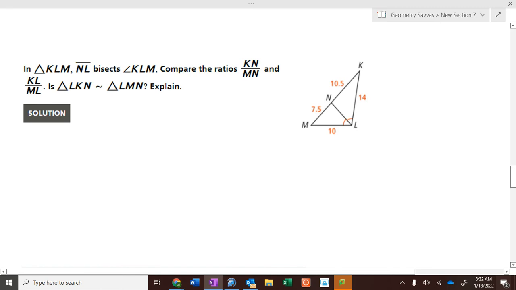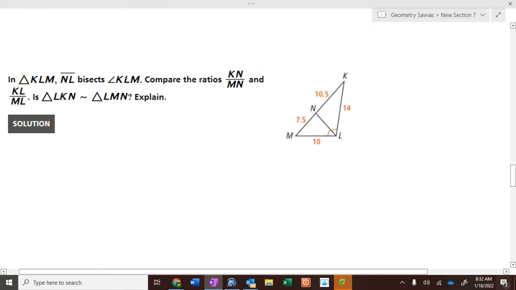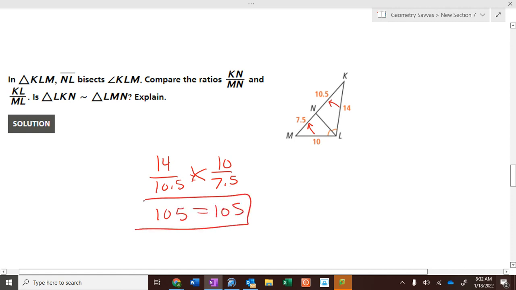Okay, now this is like the side splitter theorem, but it's called the triangle angle bisector theorem. If you have an angle bisector, it splits up the triangle proportionally. This over this equals this over this. So 14 over 10.5 equals 10 over 7.5. If we cross multiply, 10 times 10.5 is 105. 14 times 7.5 is 105. They check. It works.